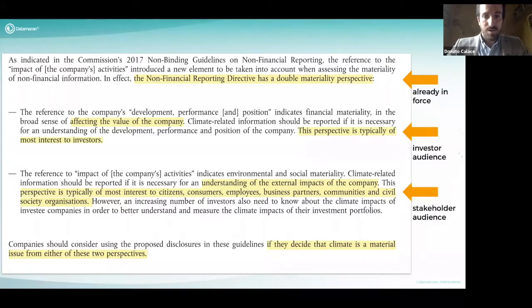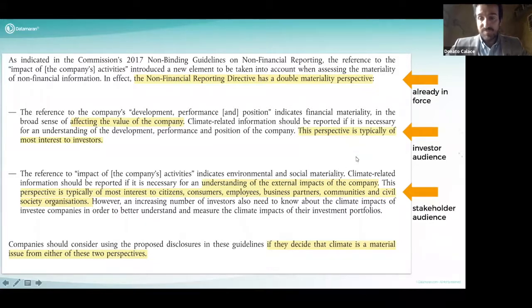Then, same rationale, same kind of process for the environmental and social perspective. So the environmental and social perspective is about really understanding the external impacts of the company, and the perspective is that of a broader array of stakeholders, including citizens, consumers, employees, business partners, and so on.